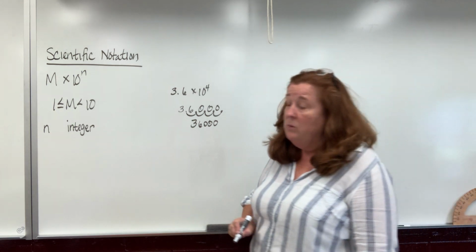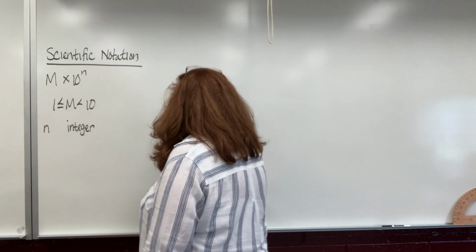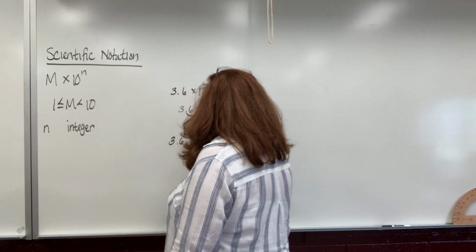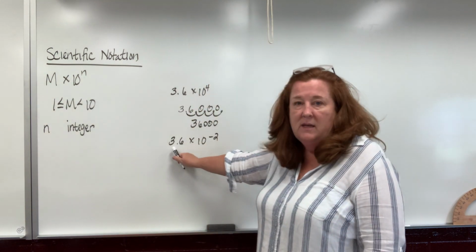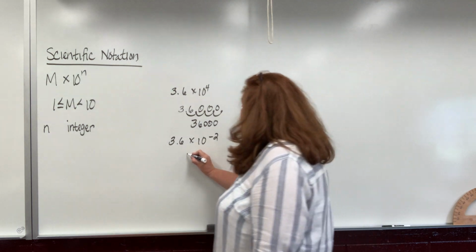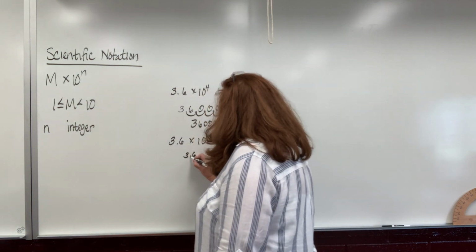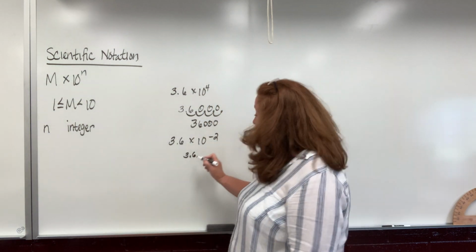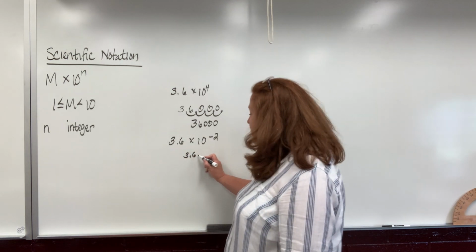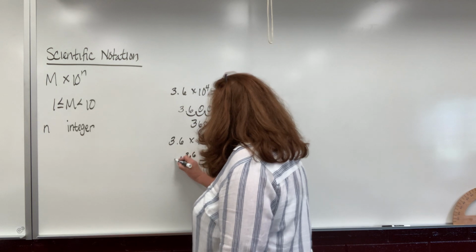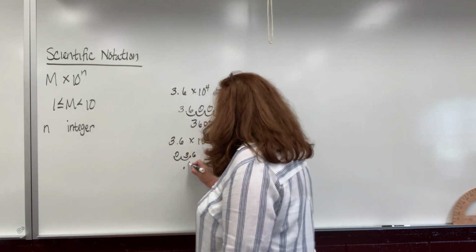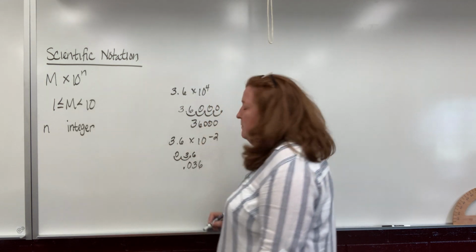You do the same thing if it were a smaller number. I'll just use that same 3.6 and make it 10 to the -2nd. That negative tells you that this number is getting smaller. So to make it smaller, you've got to move the decimal the other way. If you start moving it this way, you're getting a bigger number than 3.6. 1, 2, fill in with zeros, 0.036.